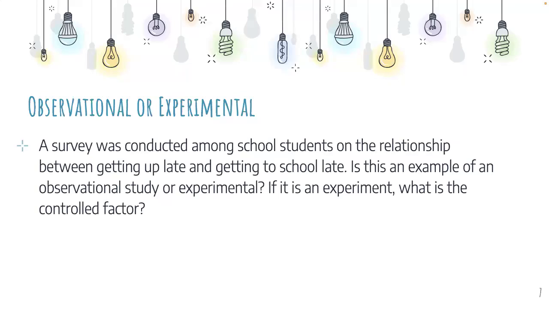Yes or no? Are we controlling the time they went to bed? Are we controlling how they got to school? There is nothing we are controlling here. We're just recording if the person got up late and if that person got late to school. That's it. So because we're not controlling anything, this is not an experiment. This is an observational study. I hope this is helpful understanding the difference between an experiment and an observational study.